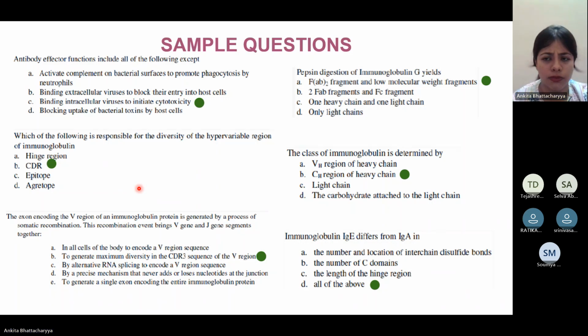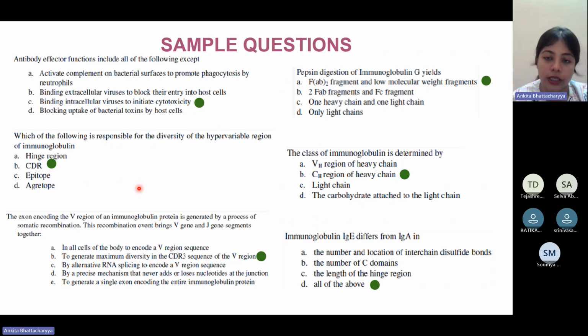So if you remember this cut site for pepsin, you would know that obviously only light chains cannot be generated because the disulfide linkages are intact. One heavy and one light chain is also not correct because then it would have to cut at the hinge region. Two Fab fragments and an Fc fragment is also not correct because then it would have to cut above the hinge.